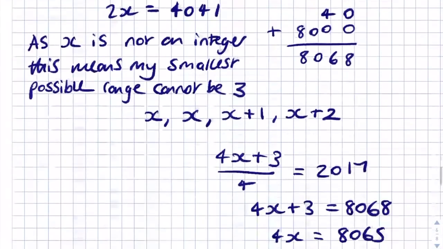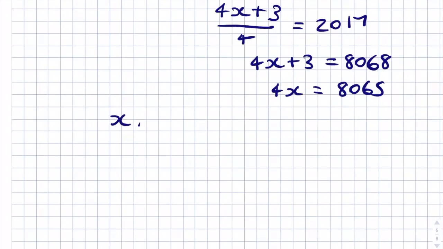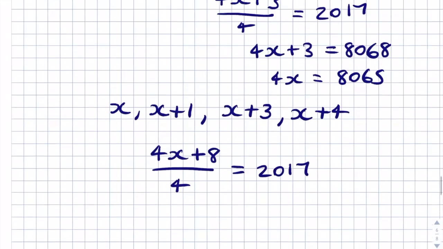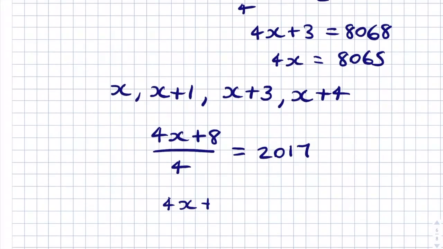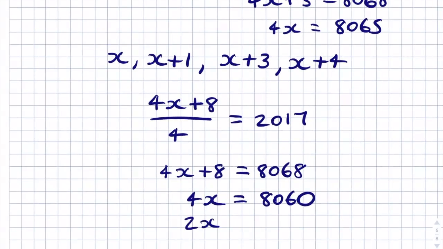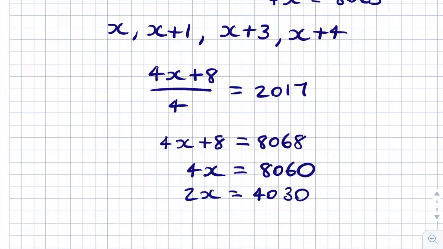What about 4? Well, if I have 4, that means I could have the numbers x, x plus 1, and then say x plus 3 and x plus 4. Now if I find the mean of these numbers, I get 4x plus 8 divided by 4 equals 2017. Multiply both sides by 4, I get 4x plus 8 equals 8,068. If I subtract 8 from both sides, I get 4x equals 8,060. If I divide both sides by 2, I get 2x equals 4,030. If I then divide by 2 again, I get x equals 2,015. Right, so now I've got a positive integer for x.